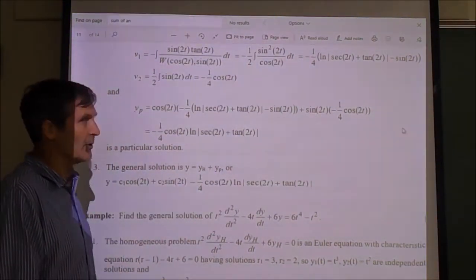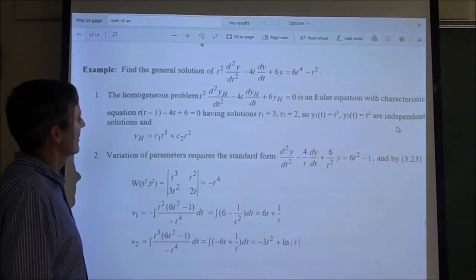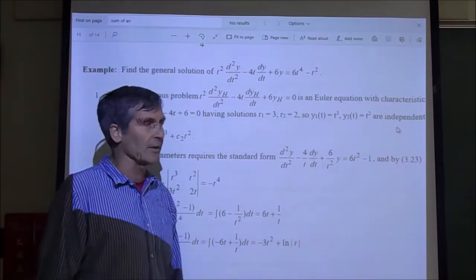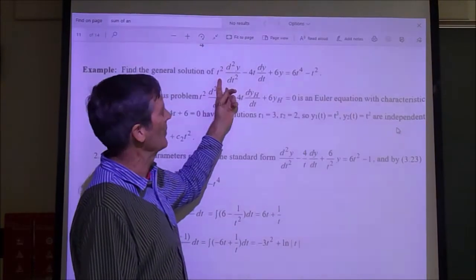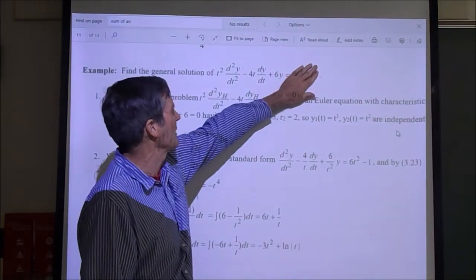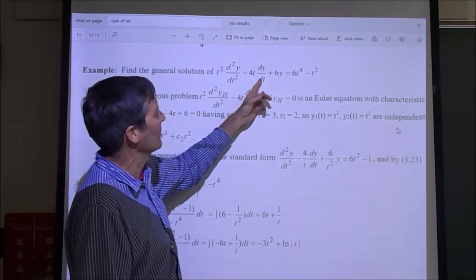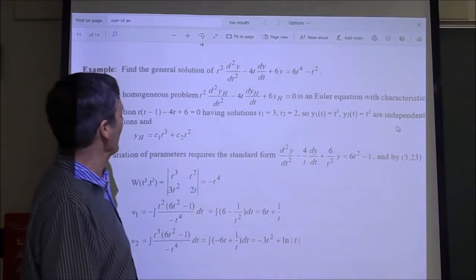So there's what you do when you have a more complicated problem than what we were doing last time. Here's another kind of problem you run into. This one is not constant coefficients. This is called an Euler equation when you have 0 on the right-hand side. t squared d squared y dt squared minus 4t dy dt plus 6y equals this. How can I solve that?